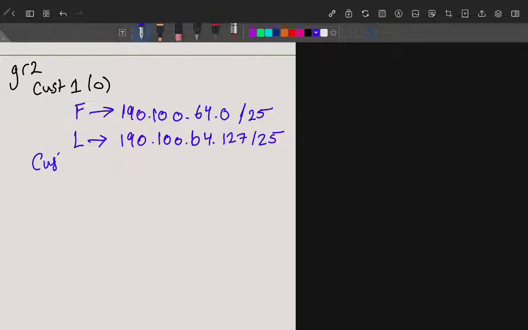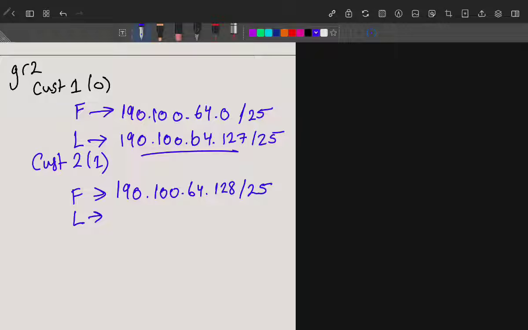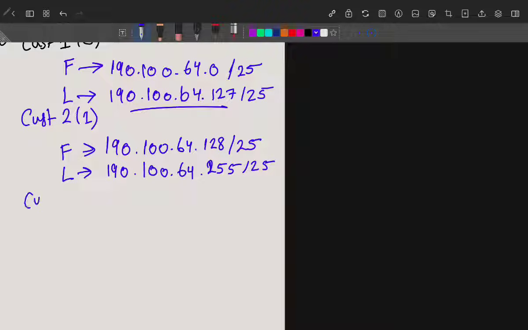Now what about customer 2? Customer 2's first address will be the one next to this, 190.100.64.128/25. Now as you can see, we're starting to approach a complex case, because 128 plus 127 will be equal to 255, so the last address is 190.100.64.255/25. What will happen next for customer 3?